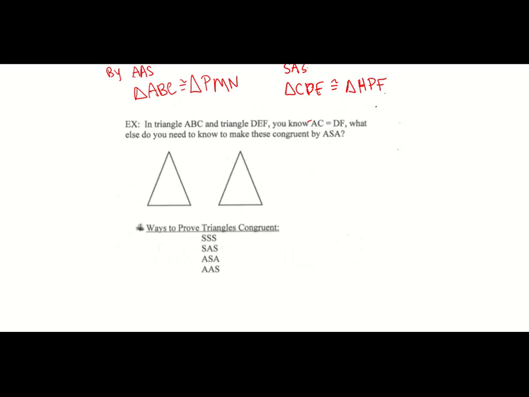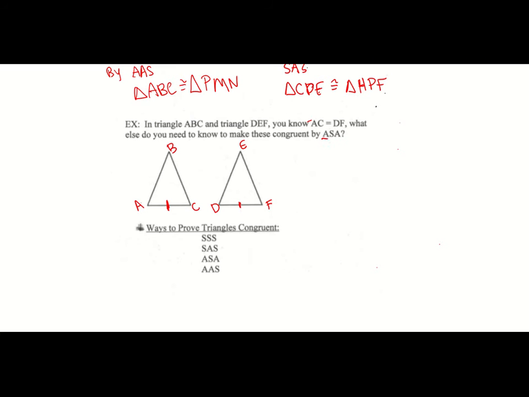In triangle ABC and DEF, here we go, ABC and DEF, we know that AC equals DF, so we can label that right away. And it's always important right away to label any information that is given to you. It wants to know what else do we need to know to make these congruent by angle, side, angle.